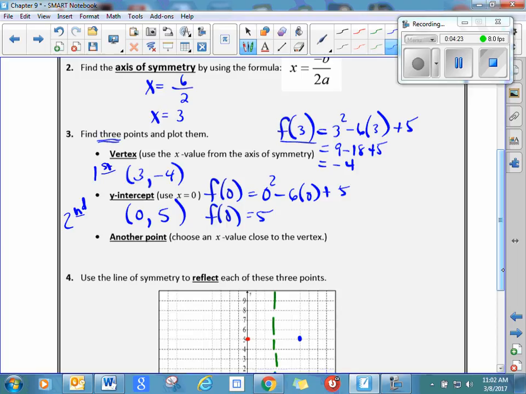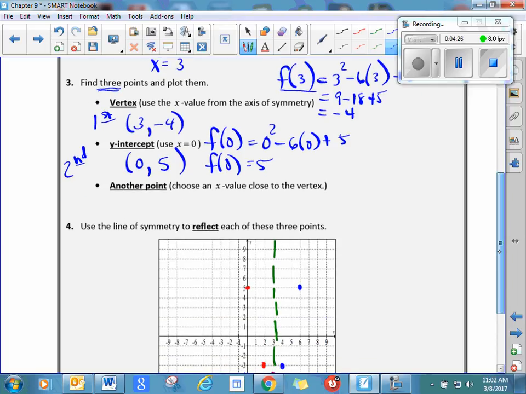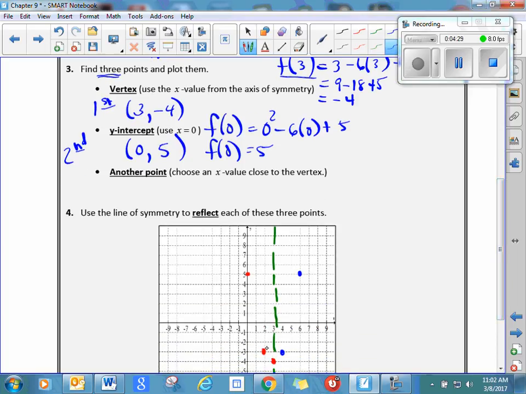And our third point, we are going to go down. So go down and look at the points that I plotted in red. So this is 3, negative 4, the vertex, and there's 0, 5. So we're going to pick a point in between these two, an x value in between 0 and 3. The third point, in between this point and this point, I'm going to pick an x value pretty close down here, and I'm going to pick 2.